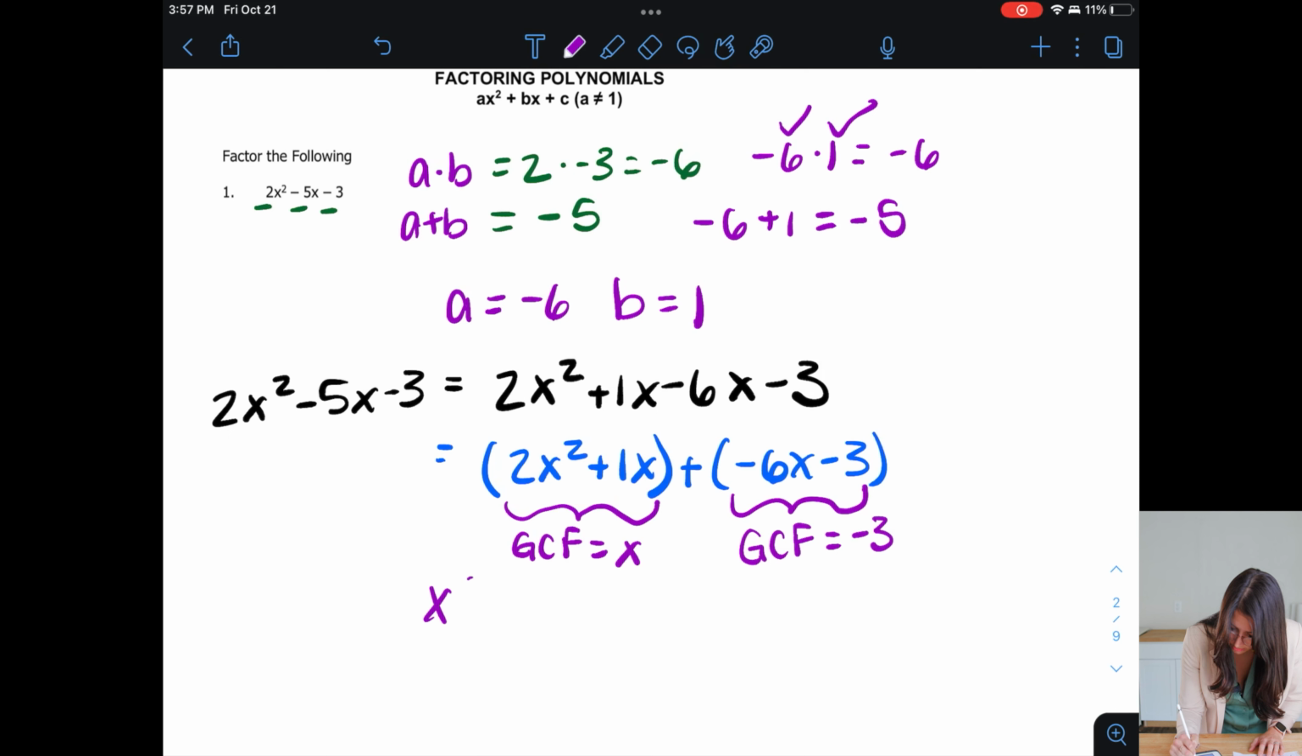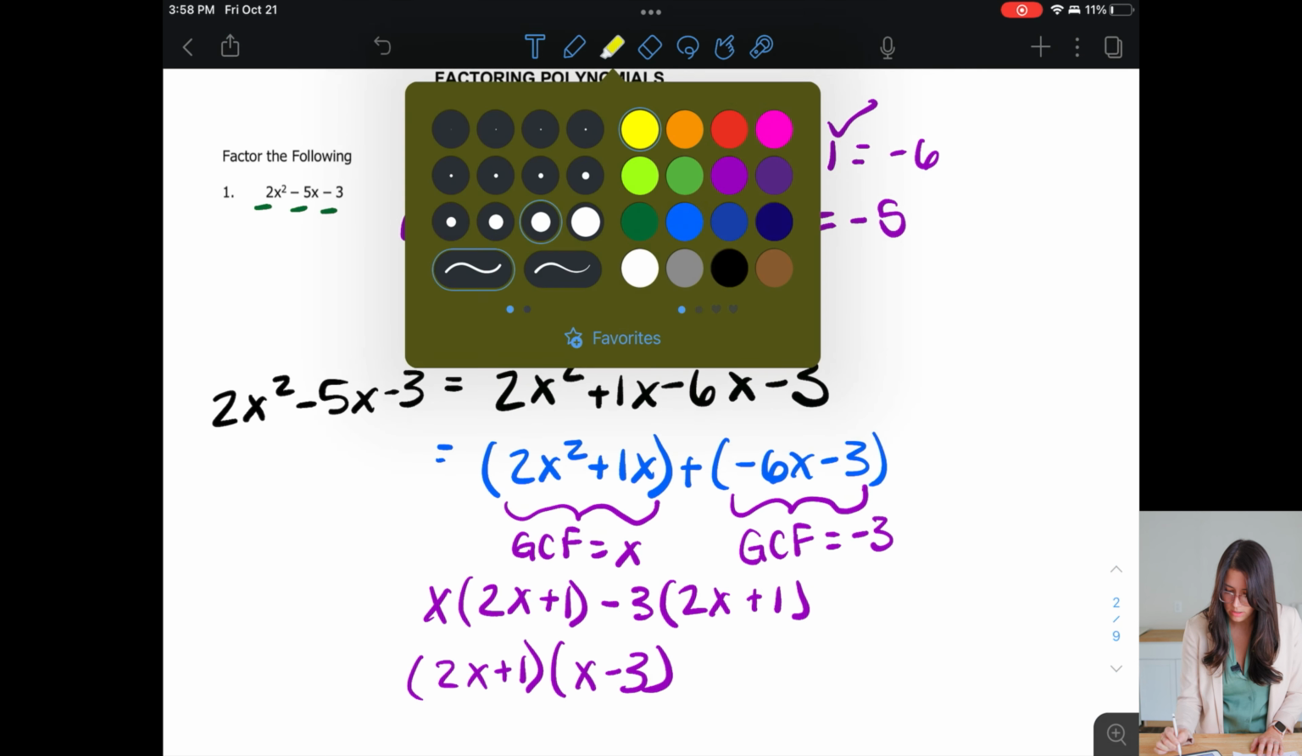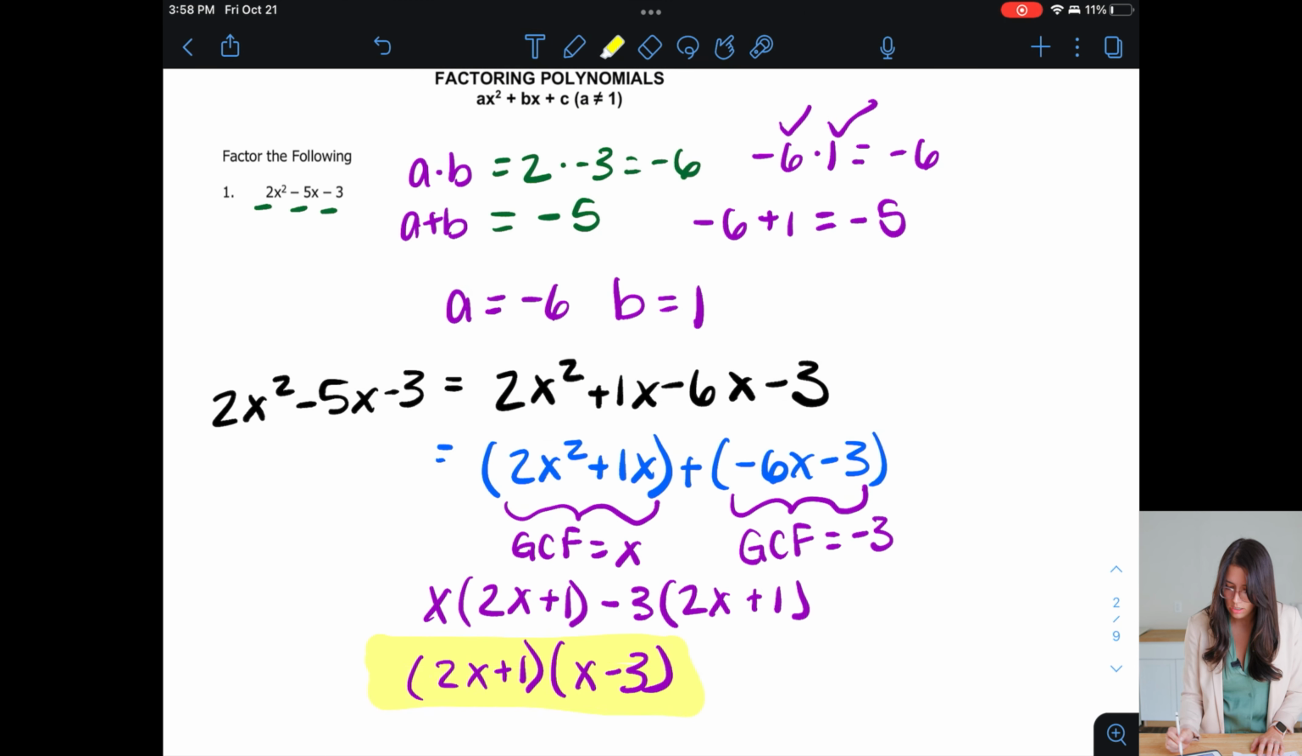We would have x times the quantity 2x plus 1, then minus 3 times the quantity 2x plus 1. So now we have a common factor again that we can factor out, which is the quantity 2x plus 1, and you're left with x minus 3. And that is your final answer. To check this, you can use the FOIL method to multiply it back out to see if your answer is the same as the original equation.